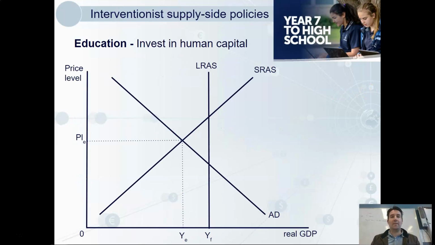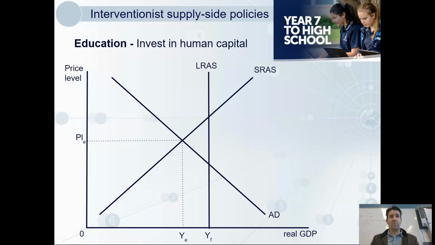One way that interventionist supply-side policies are used is to invest in human capital. An example of that is increased investment in education, such as has occurred in South Australia with the shift of Year 7 to high school. That increases the potential of the economy.